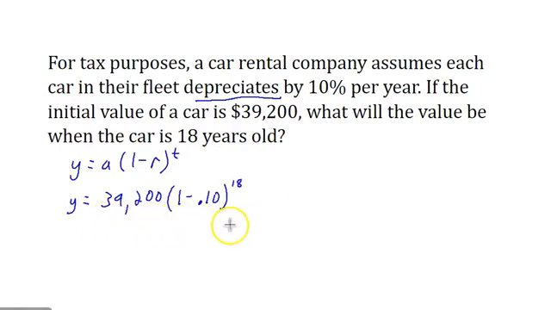And once again, this is a straightforward calculator problem. It's interesting to look at this number before we type it into our calculator. The number that's being raised to the 18th power is 0.90. What that means is that the car keeps 90% of its value each year. So it's losing 10% each year and it's keeping 90%. When we type this into our calculator, we get $5,884.